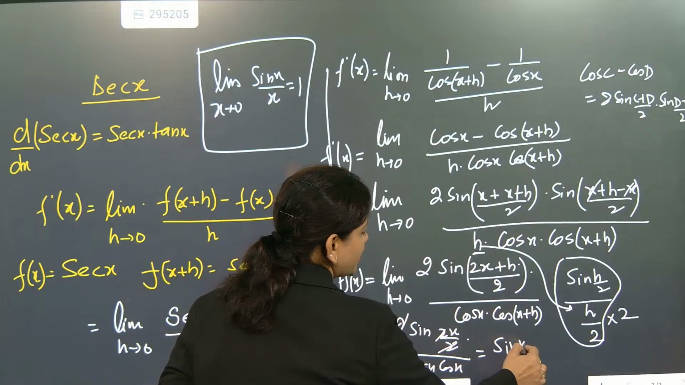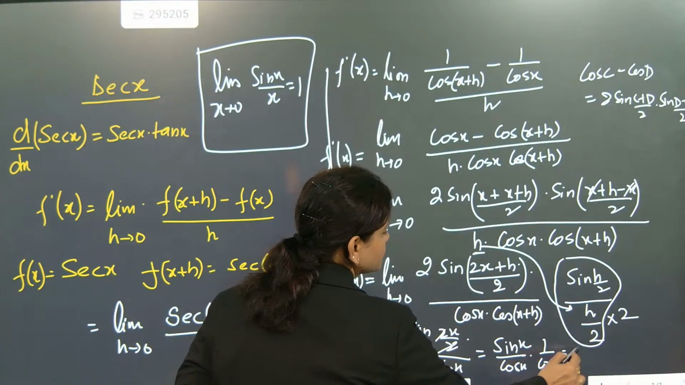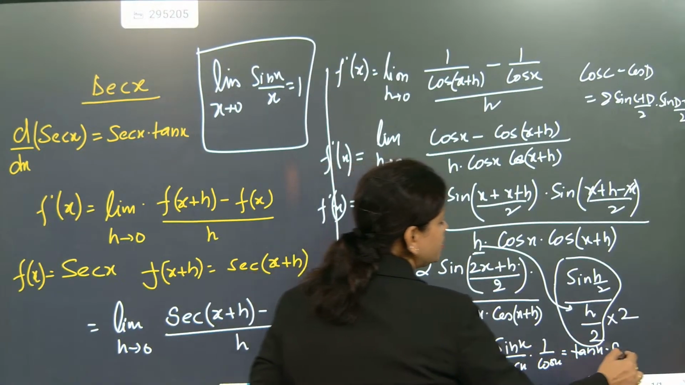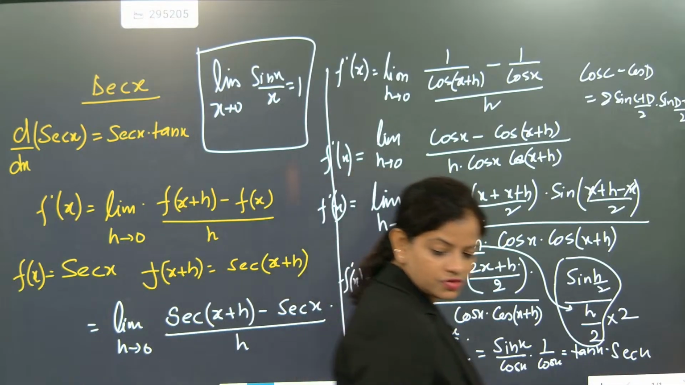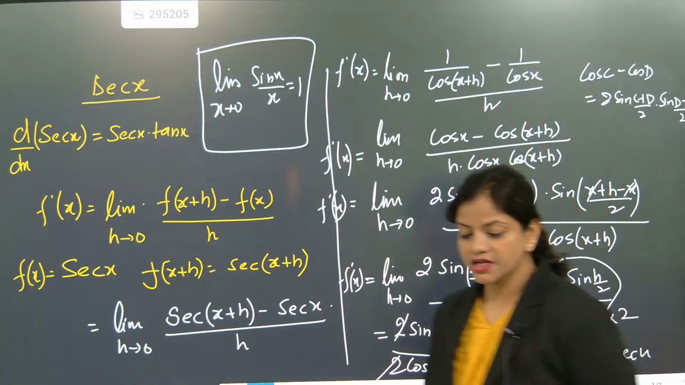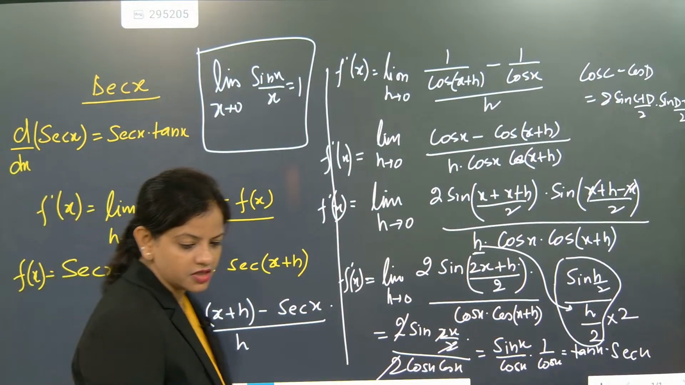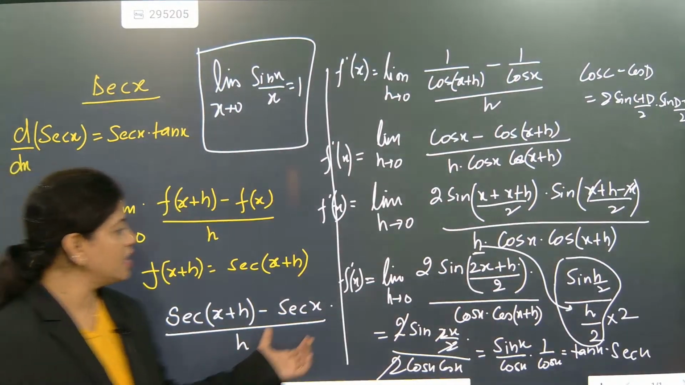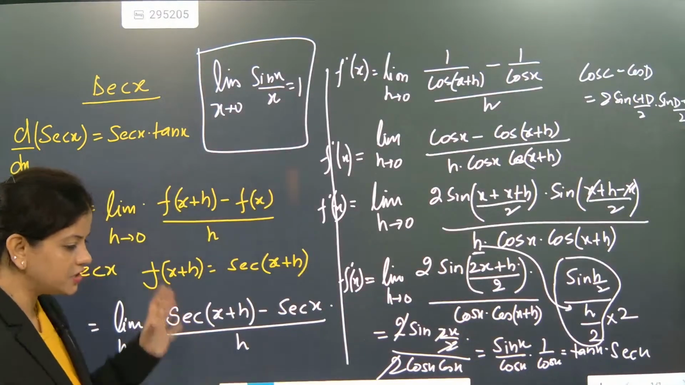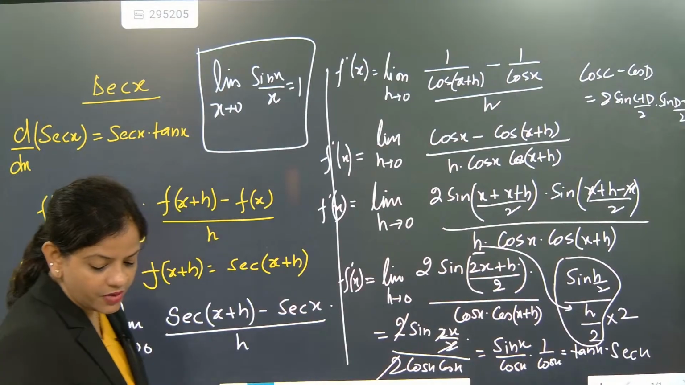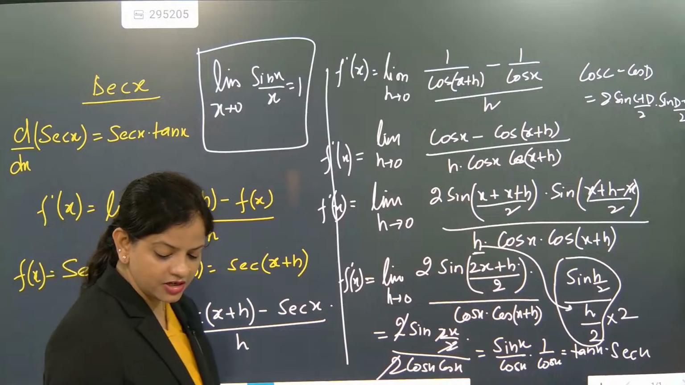What you are getting is sin x by cos x into 1 by cos x. So it will become tan x into secant x. So whenever somebody gives you secant x, this is how you solve it in this format. You directly write the derivative of secant x is equal to secant x into tan x. So whenever somebody asks you how to differentiate, we differentiate directly as secant x into tan x.